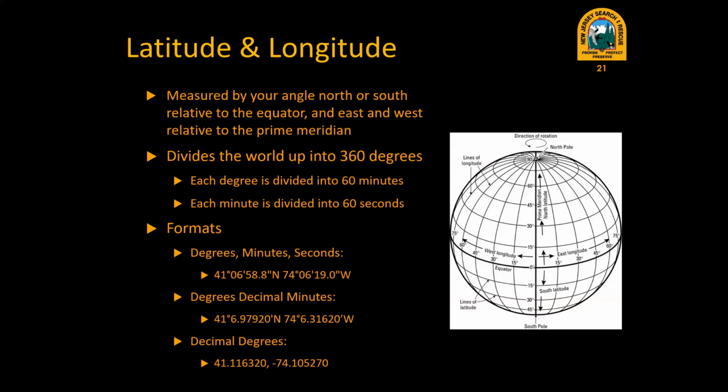There are three main flavors of latitude and longitude. We have these at the bottom of this slide. The first is degrees, minutes, seconds. You can see an example below this, and you would read it as 41 degrees, 6 minutes, 58.8 seconds north, 74 degrees, 6 minutes, and 19 seconds west.